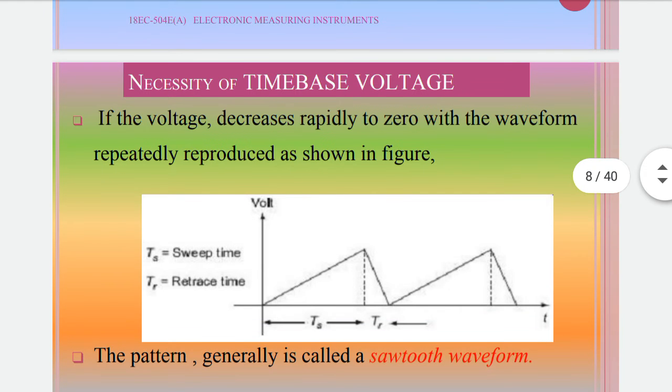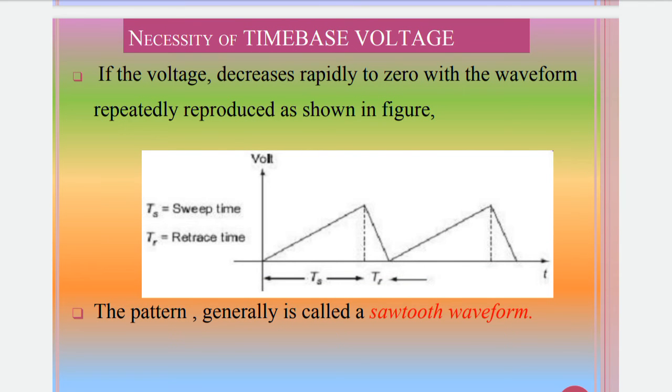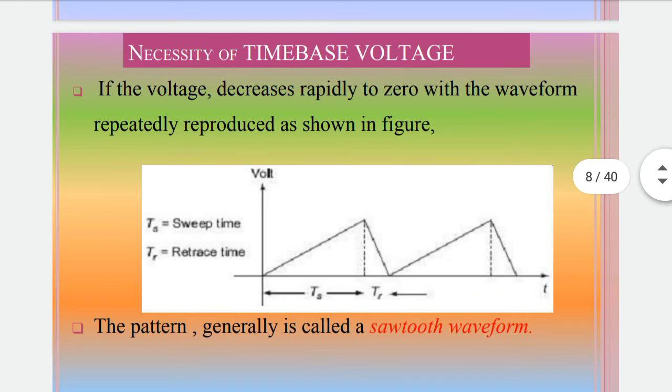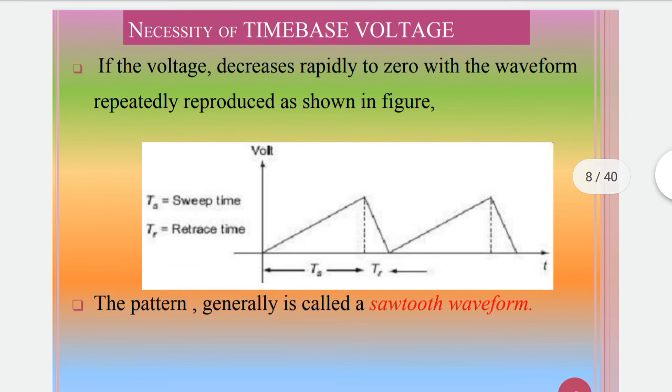So, if the voltage decreases rapidly to zero with the waveform repeatedly reproduced as shown in figure, this pattern is called a sawtooth waveform. That means the ramp voltage increases linearly with time. Here the sawtooth voltage rises up to the peak, that is the sweep time, and suddenly it falls down, that is decreases rapidly to zero and is repeatedly reproduced, and this is called the sawtooth waveform.